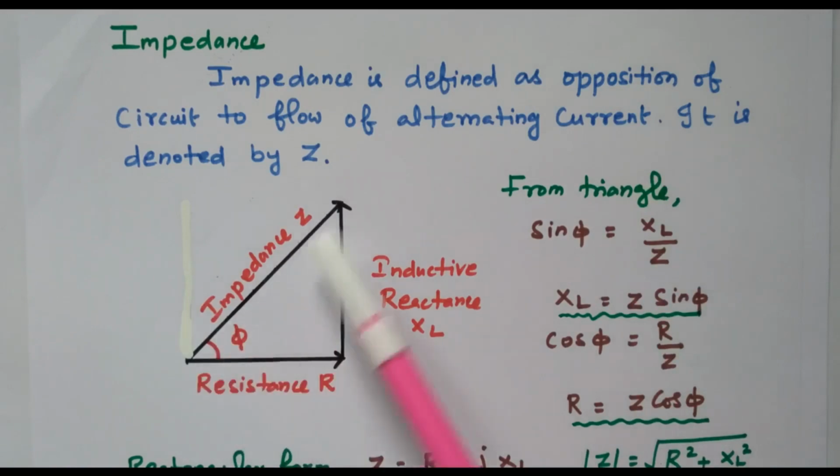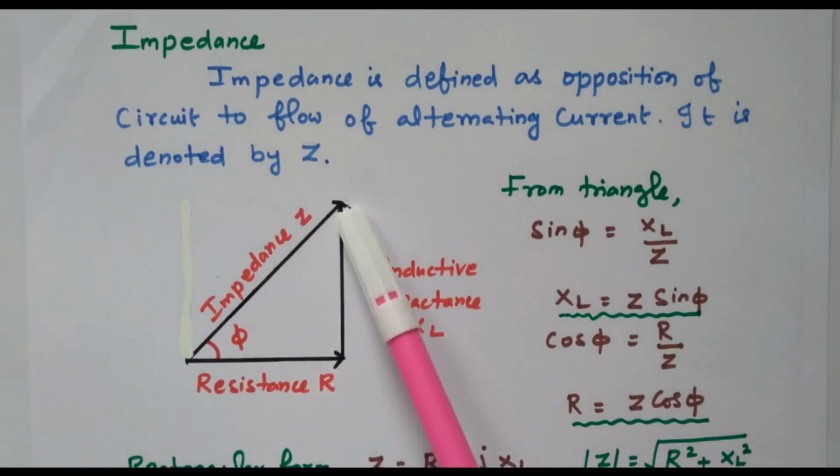So how it is represented by the triangle: the resistor is in phase with the current, 0 degree in phase with the current. The inductive reactance is at 90 degree. There is a phase difference of 90 degree between the R and XL. So the sum of these two, resistance and inductive drop, is nothing but the impedance. So impedance is the vector sum of resistance plus inductive reactance, with a 90 degree phase shift between the resistor and inductive reactance.